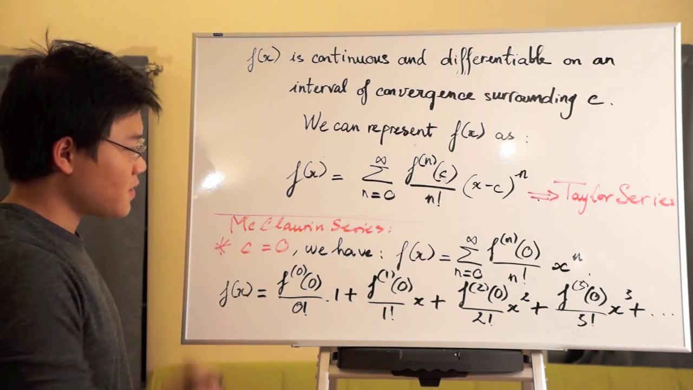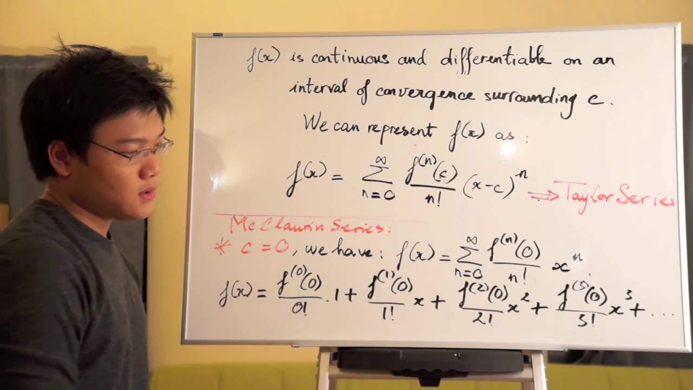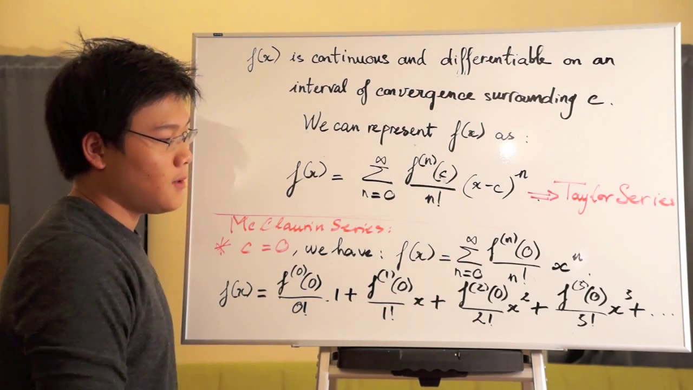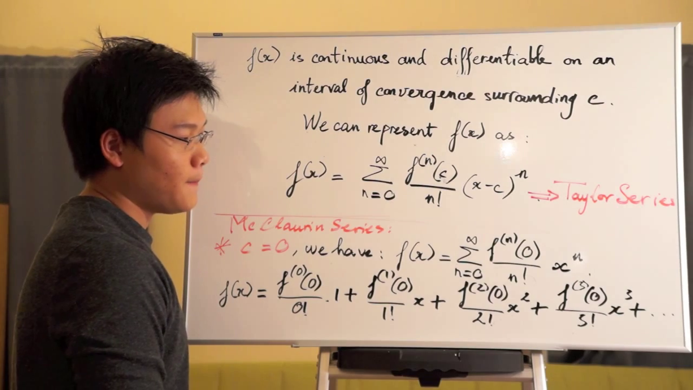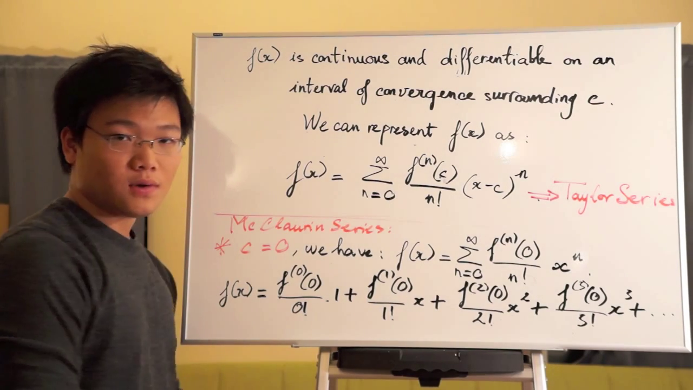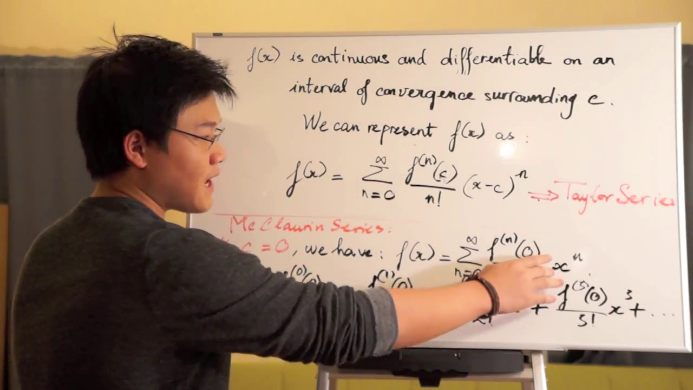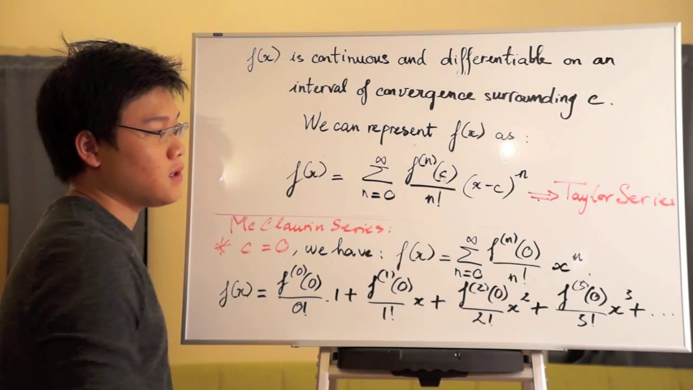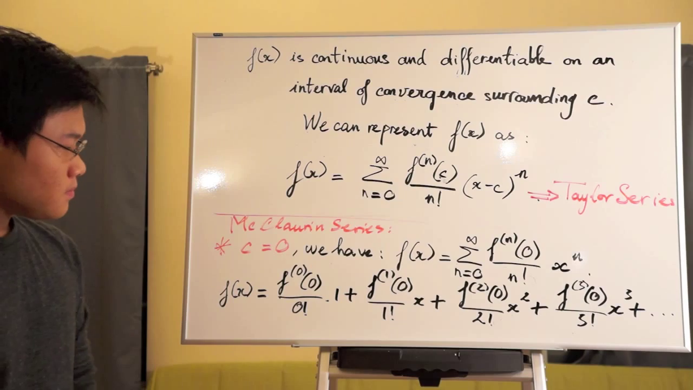So with c equal to 0, we can represent f of x as the sigma notation, n starting from 0 going to infinity, of the nth derivative at 0 over n factorial times x to the n power. You can think of this as just x minus c, but since c is 0, x minus 0 is just x. That's why you have x to the n.